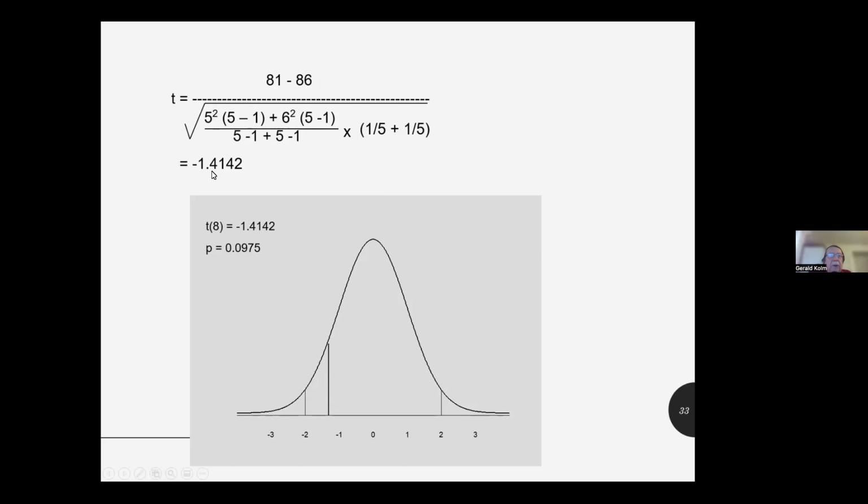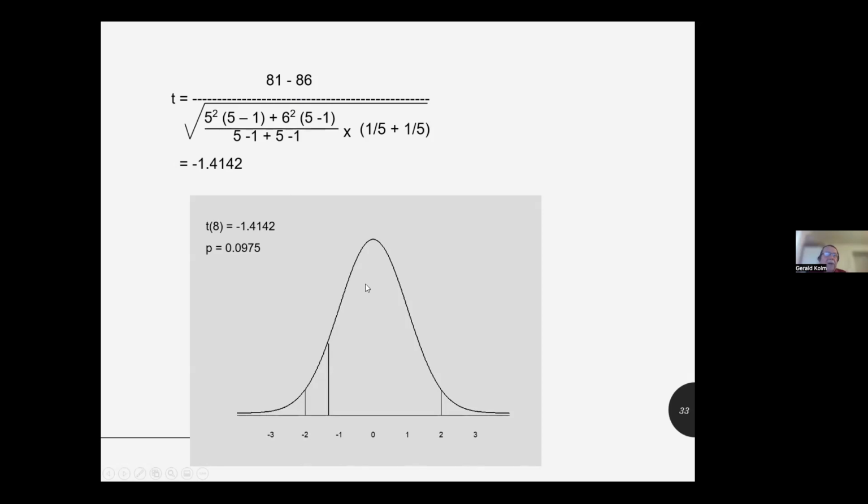And so if we look at our t-distribution that has 8 degrees of freedom, and the value of our t is minus 1.4, we find that the probability associated with that, since it's negative, would be this part of the t-distribution curve over here, and it turns out that that's 0.0975, or a little less than 10% of the area under the t-distribution curve, and that gives us our p-value, the probability of getting a difference this large just by chance.